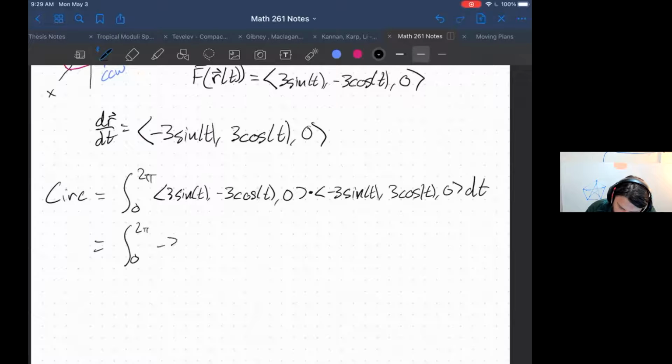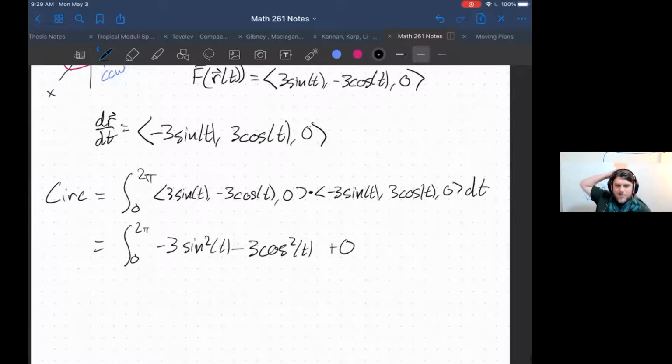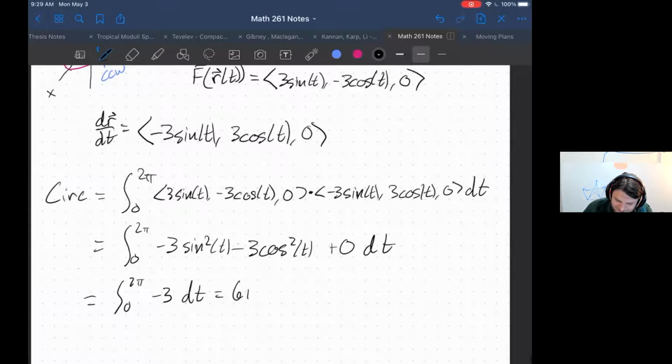So altogether you get a -3 sine squared minus a 3 cosine squared plus 0. But we can factor out this -3. We get a sine squared plus cosine squared. This turns into a 1. So altogether, this is an integral of 0 to 2 pi of -3 dt, which we can go through and compute. Not that bad. In this case, you should get a -6 pi.